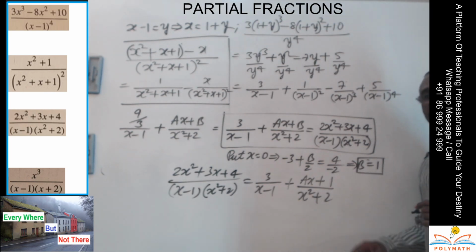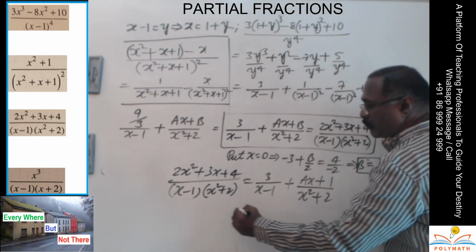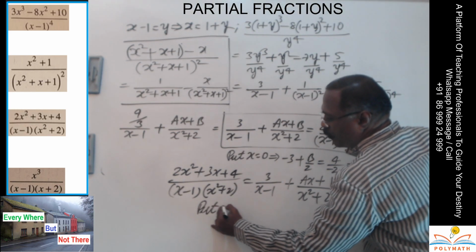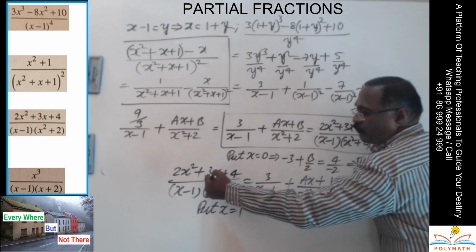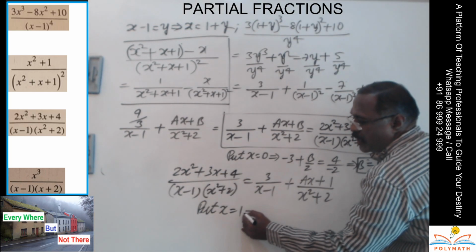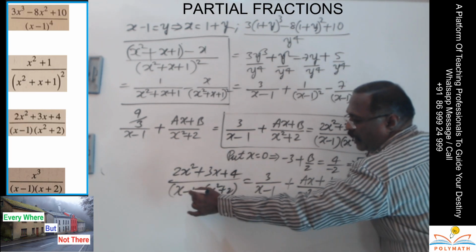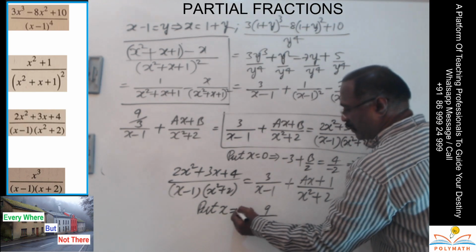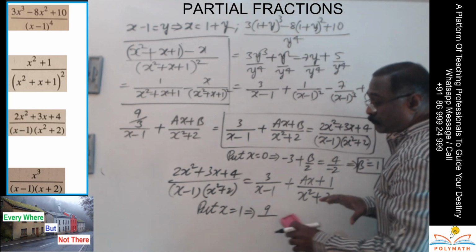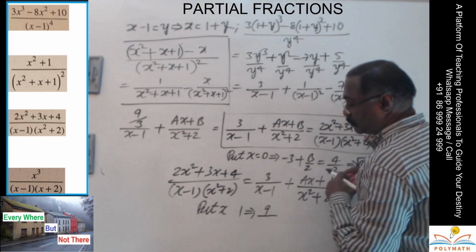I use the value b now. Put x is equal to 1 now. We have to get the value of a. We put x equal to 1, 5 plus 4, 9 by, you cannot put x equal to 1 there because it becomes 0. Put x equal to minus 1 there. Put x equal to minus 1.